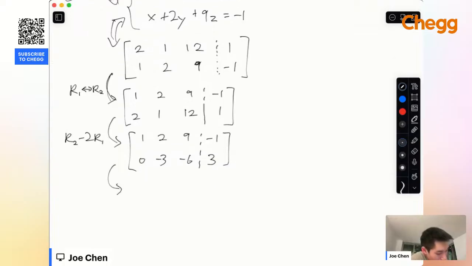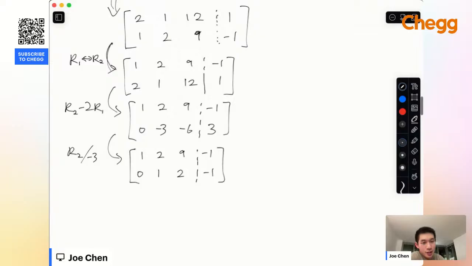And then I'm going to divide the second row by -3 because I want a 1 to be the first number in the row. So the first row remains untouched, and I get 0, 1, 2, -1. And that's all my rows.